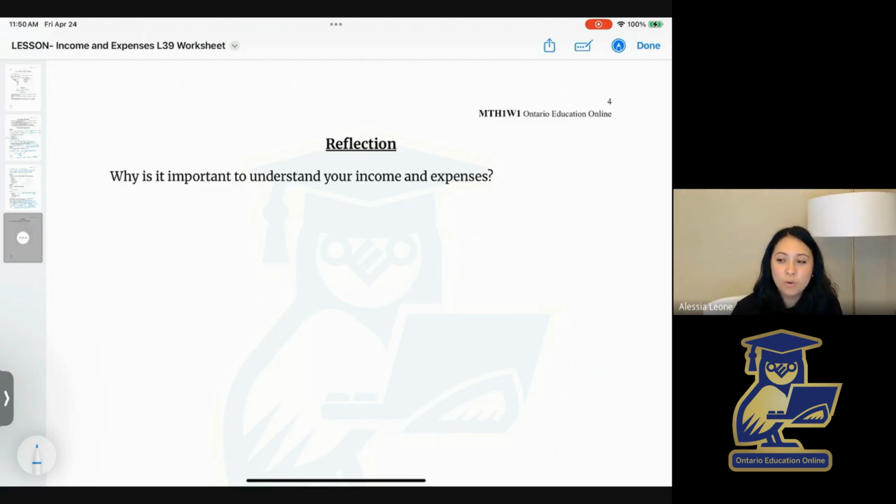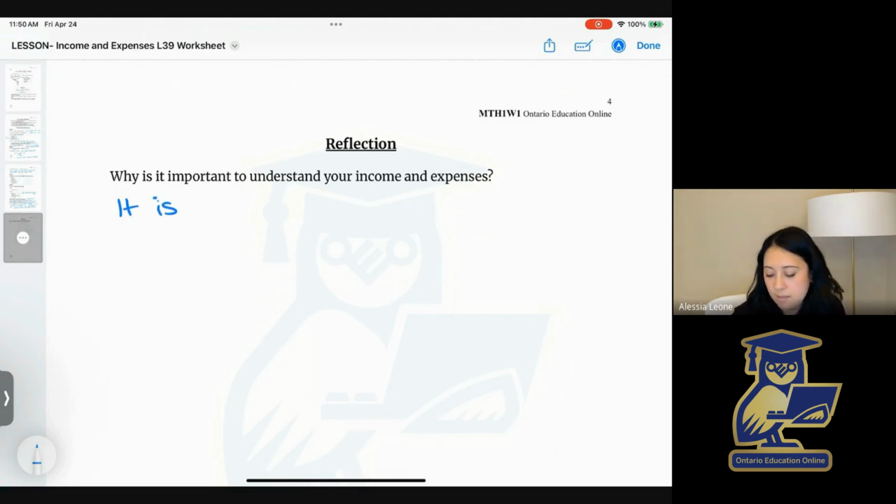And this is also important that if maybe you want to save for a house, so maybe you want to save for a car, stuff like that. Understand what you have left over, what money you have to work with. So we're going to write down why is it important to understand.